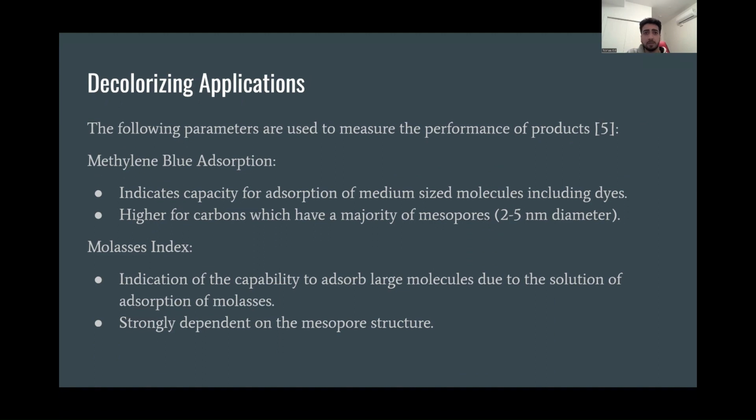Decolorizing applications. The following parameters, methylene blue adsorption and molasses index, are used to measure the performance of products. Methylene blue adsorption indicates capacity for absorption of medium-sized molecules, including dyes, and is higher for carbons which have a majority of mesopores, typically 2 to 5 nanometers in diameter. Mesopores are nanoporous materials containing pores of the stated diameter above. Molasses, a viscous substance, is used to indicate the capability to adsorb large molecules due to the solution of adsorption of molasses, where it is also strongly dependent on the mesopore structure.